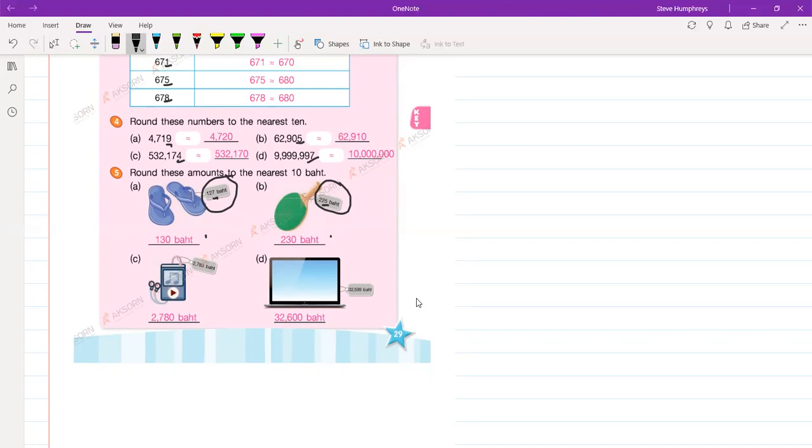C, it's an iPod. It costs 2,783 baht. The last digit is a 3. So decide if you're going to round it up or round it down to the nearest multiple of 10. Write that on the line.